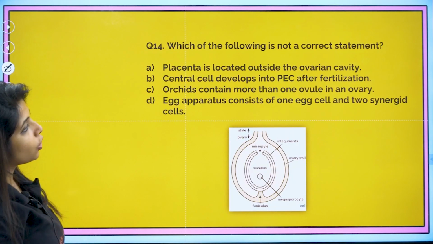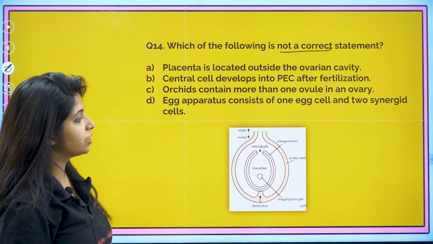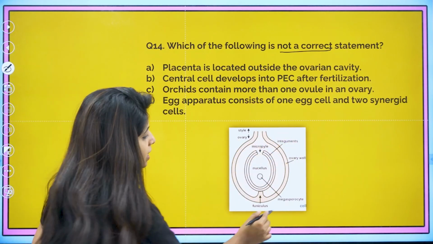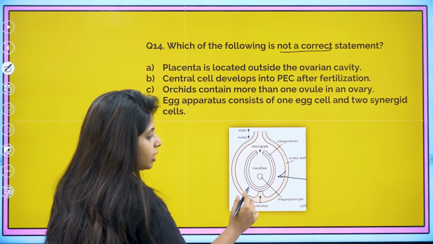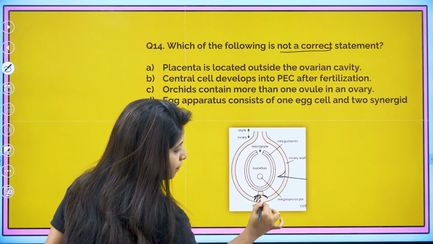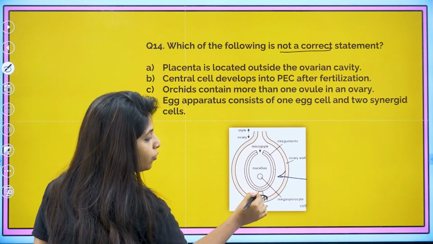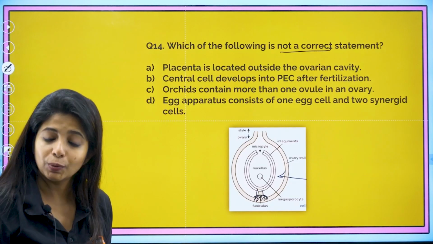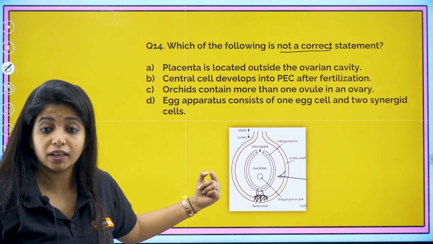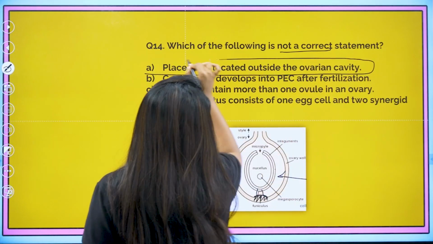Next question. Which of the following is not a correct statement? You have to find the wrong statement. Placenta is located outside the ovarian cavity. So my dear children, this is the ovary, and the cavity which you see over here is the ovarian cavity. And this is the ovule with all its integument. Over here you will be having the placenta within the ovarian cavity itself, and it is connected to the ovule with the help of something known as funicle. So those of you who have attended the one-shot lecture know the answer: placenta cannot be located outside the ovarian cavity. It is within the ovarian cavity. This statement itself is not the correct one.